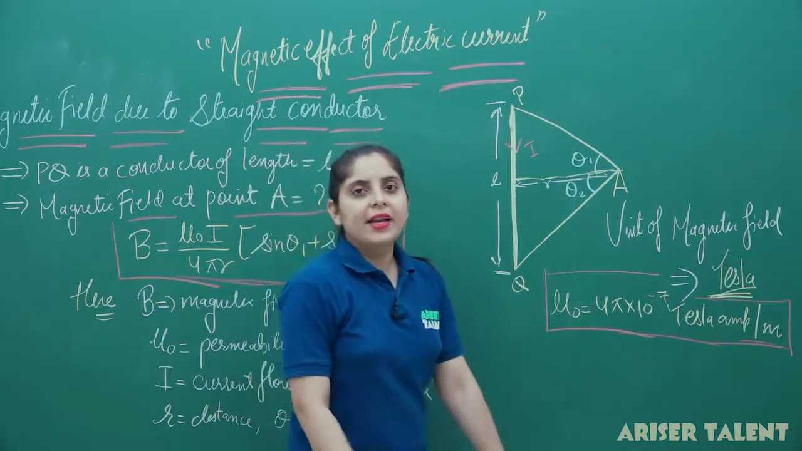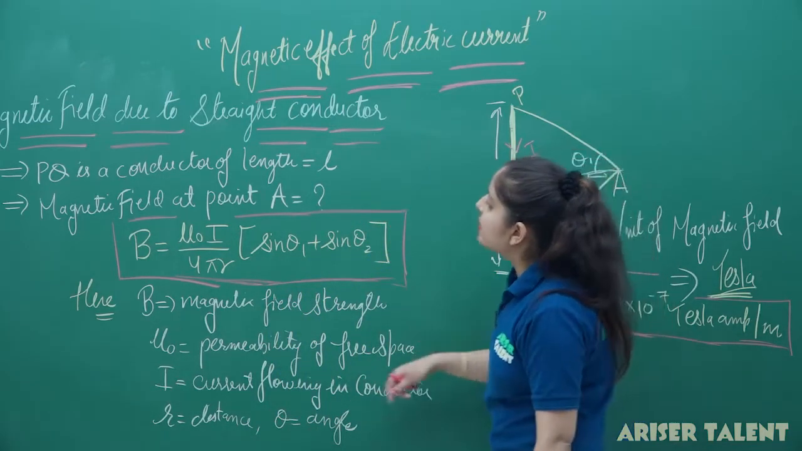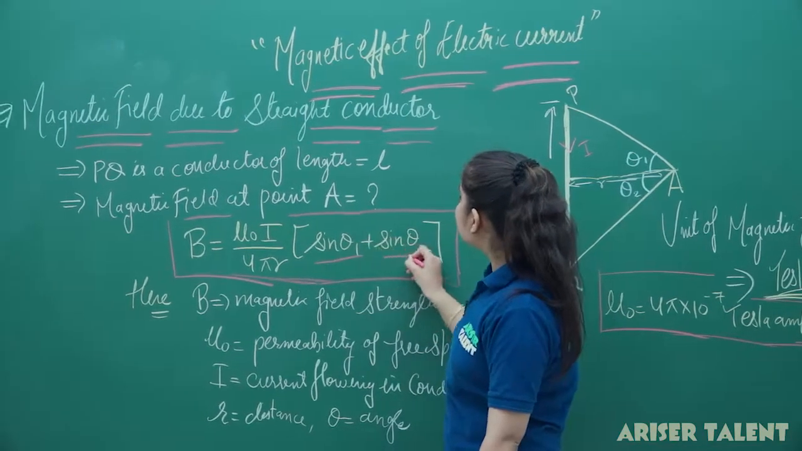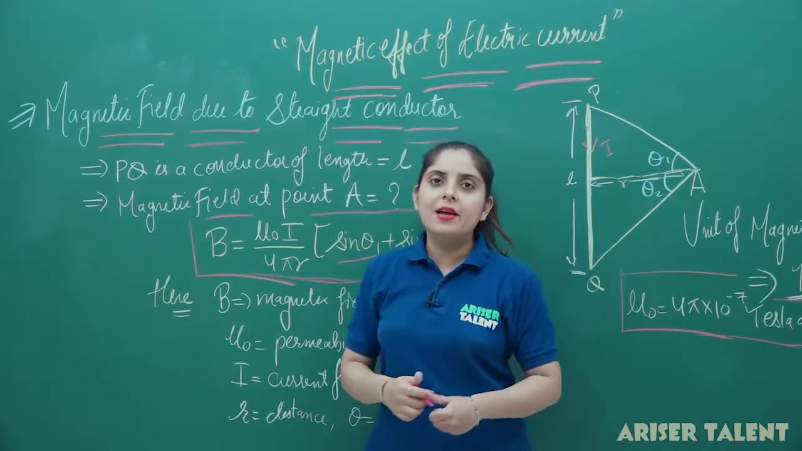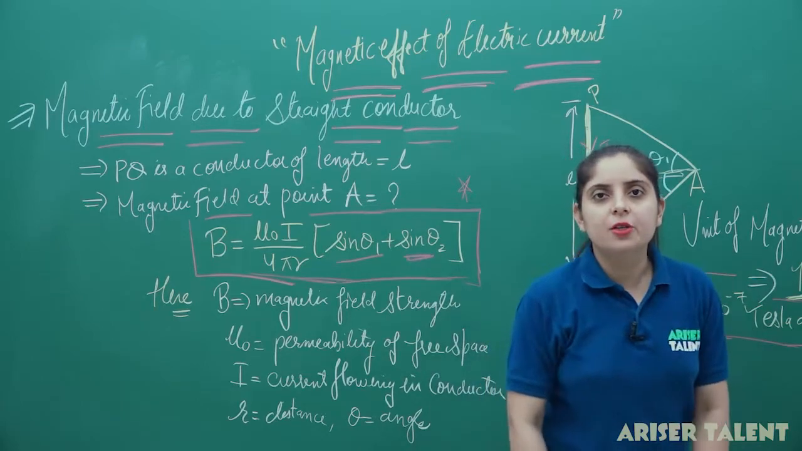So due to the straight current carrying conductor, I can derive the expression B equal to mu naught I upon 4 pi r into sine theta 1 plus sine theta 2. And this formula you have to keep in your mind for solving the numerical problems. So just copy this part from here so we can proceed to the next part.